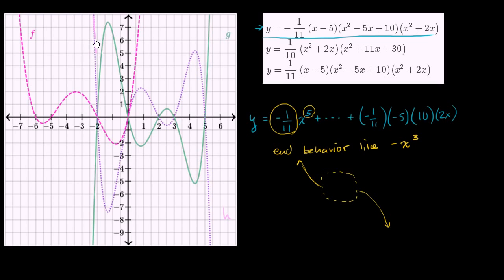So this one right over here, notice, end behavior. It starts for very negative values. It has a very high value for our function. Then it does all sorts of crazy things in between.